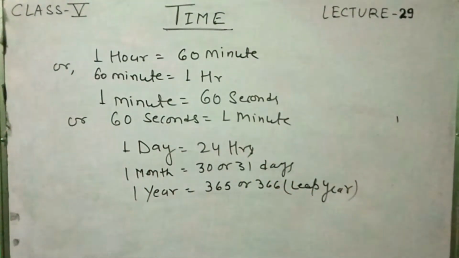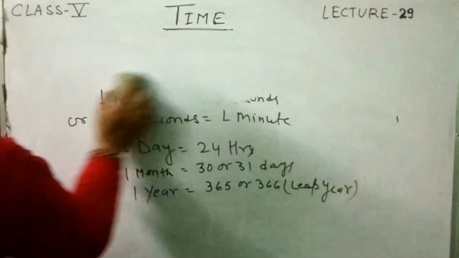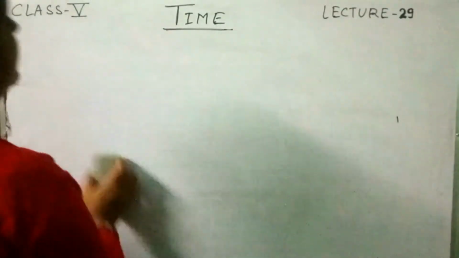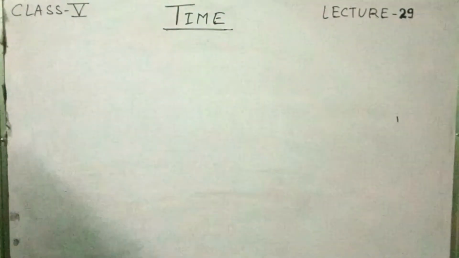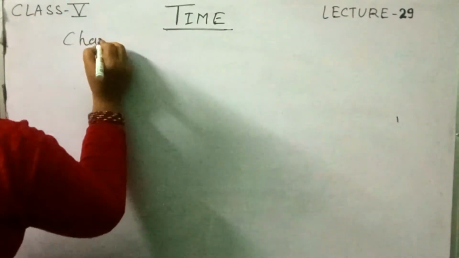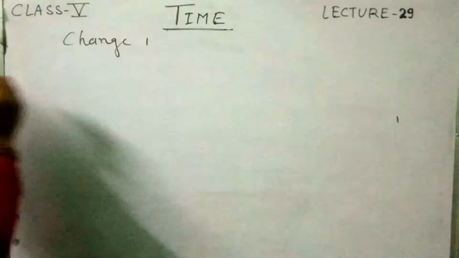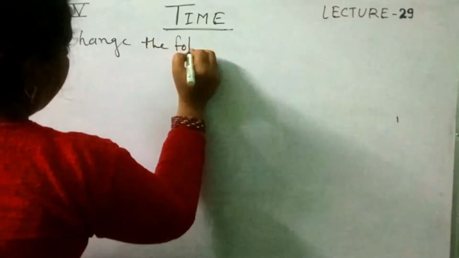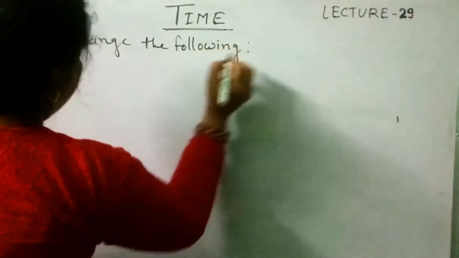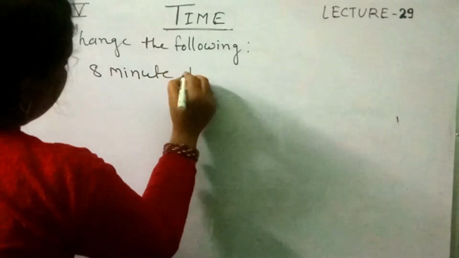Okay. Now students, in this chapter on time, we will learn how to change the higher unit to the lower unit. That means how to convert minutes to seconds, hours to minutes. One question I am taking from your book is given here. Change the following 8 minutes to seconds.